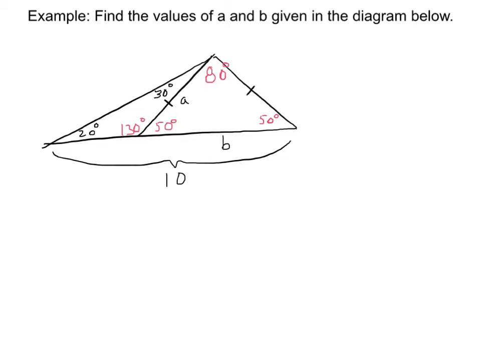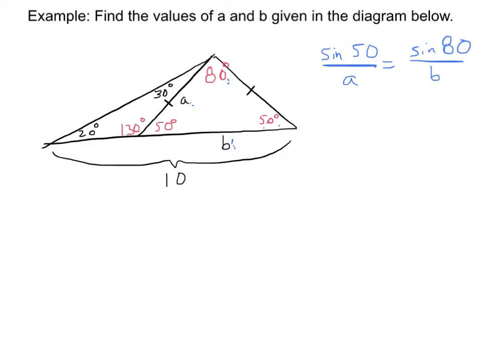So in particular, we should be able to say that the sine of 50 over a is equal to the sine of 80 over b. I'm just using these two sides that are opposite. We can set that up using the law of sines. So this is one relationship between the two things that I can work with. So now I need another one, right?